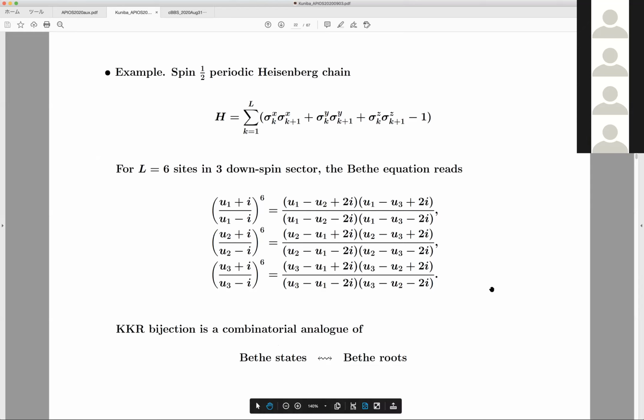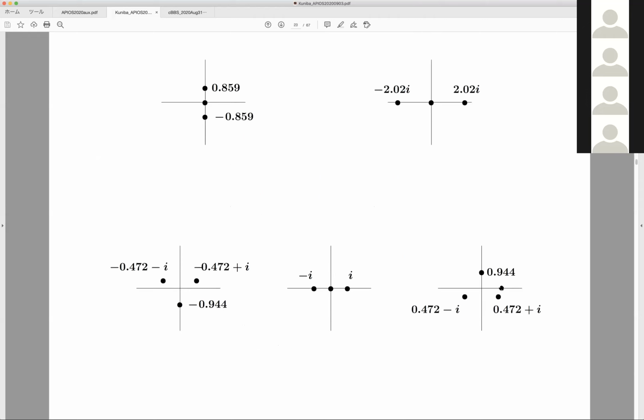Now, the KKR bijection does this at the level of combinatorics. How does it go? Here is a solution to the Bethe equation. There are 5 solutions, and these are in the complex u-plane, where the black dots denote u1, u2, and u3. But actually the u-plane is rotated 90 degrees, so the horizontal axis is the imaginary axis. So you observe certain patterns.